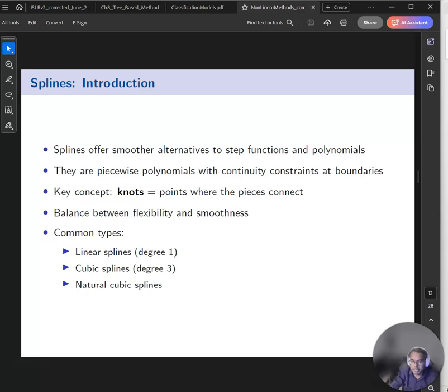There are several common types of splines. A linear spline, of degree 1, is the simplest form, joining straight line segments at the knots. Cubic splines, that is of degree 3, use cubic polynomials in each region for greater flexibility. And natural cubic splines add additional constraints to improve behavior at the boundaries.